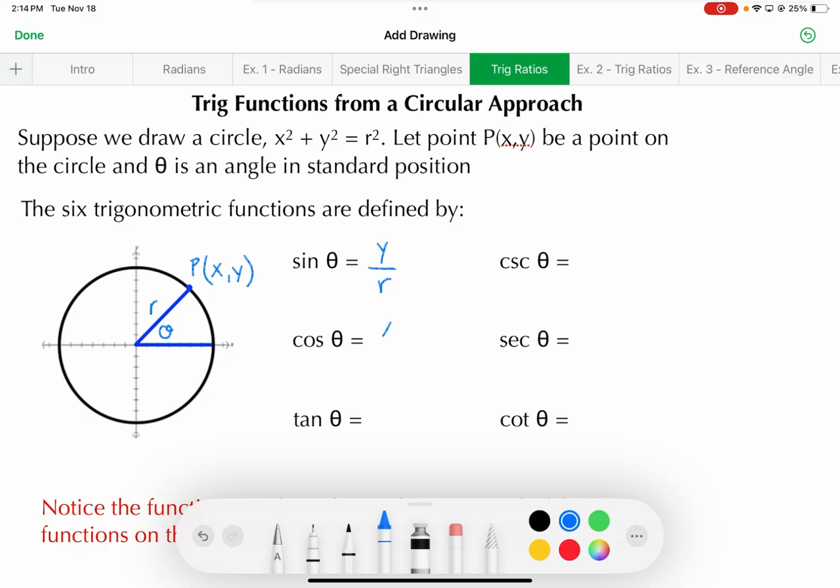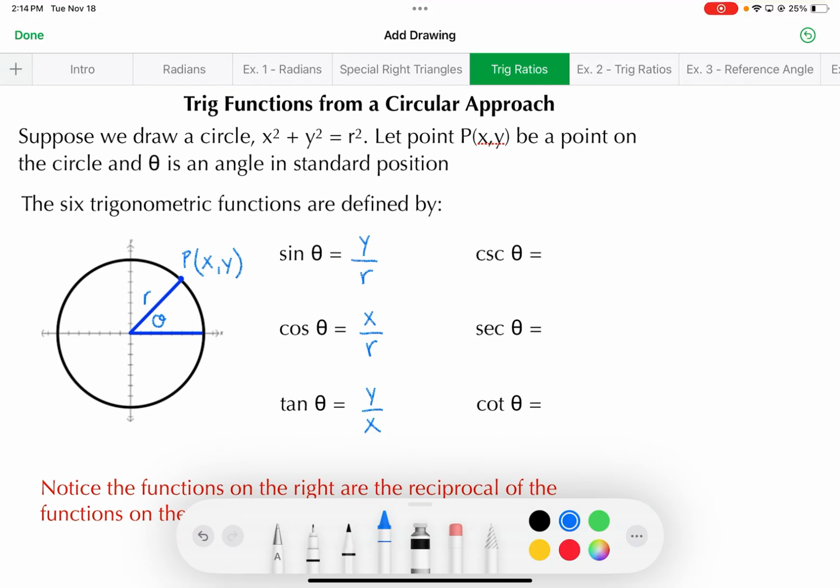Cosine of theta is the ratio of x to r. And then tangent of theta is the ratio of y to x, the coordinates of the point itself. Now the other three are your reciprocals of those. So cosecant would be r over y, secant r over x, cotangent x over y.